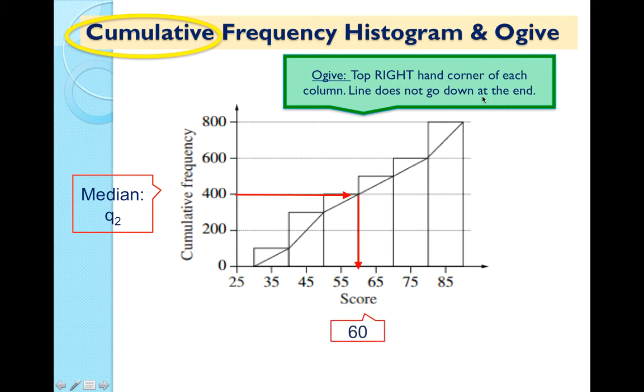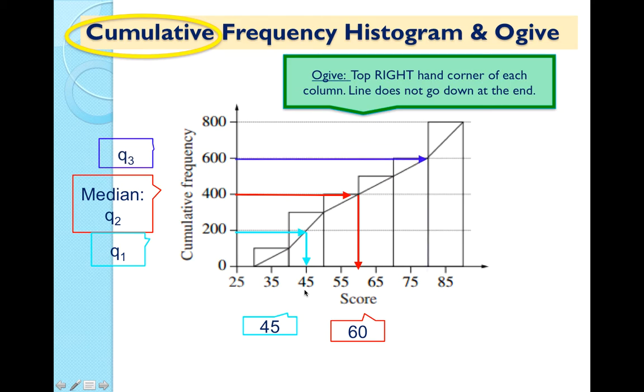We've got a total of 800 scores here, so the middle position would be 400. You draw a line until it meets the ogive, go down and find the value from the horizontal axis. Lower quartile is the middle of the lower half of scores, so that would be score number 200. Once again, draw the line until you meet the ogive and then go down to find that value.